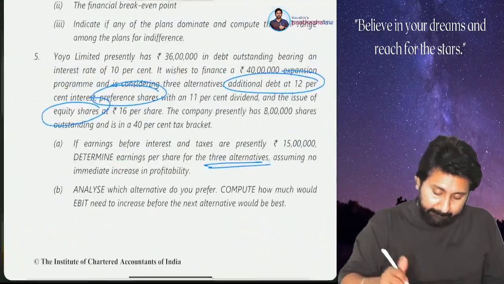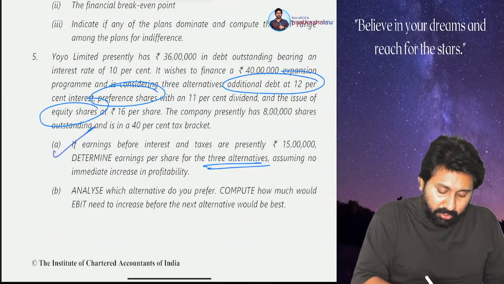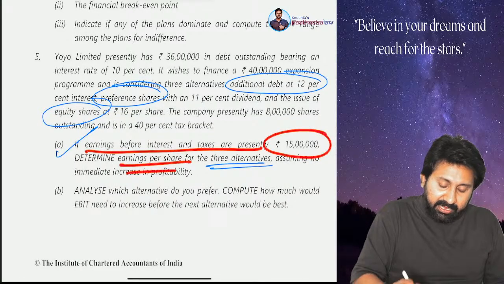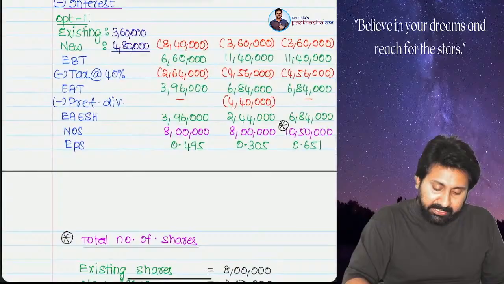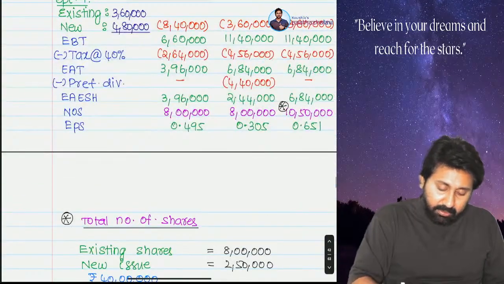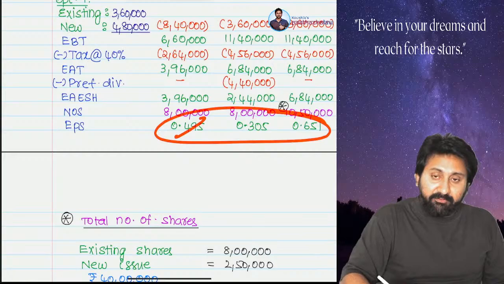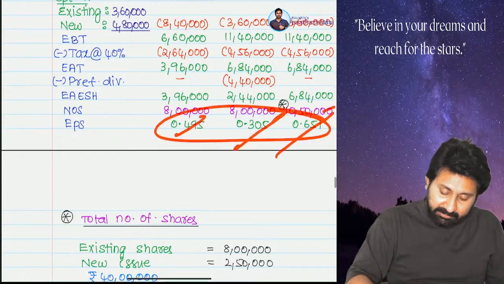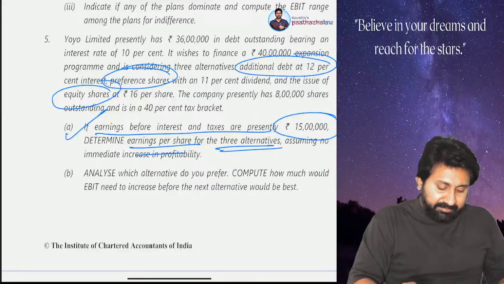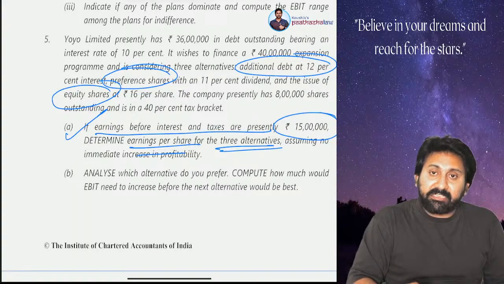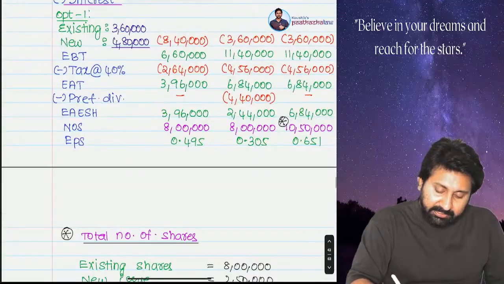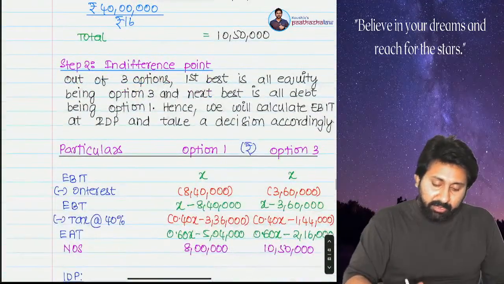Okay. Next. So earnings before interest and tax presently are 15 lakh. Calculate EPS. So tell me, what is the EPS? 15 lakhs we have taken as EBIT in all the cases. What is the EPS? 0.495, 0.305, 0.651. Next. Analyze which alternative you prefer. Whichever gives more EPS, we will prefer that model. Who gave the more EPS? More EPS is given by alternative 3.